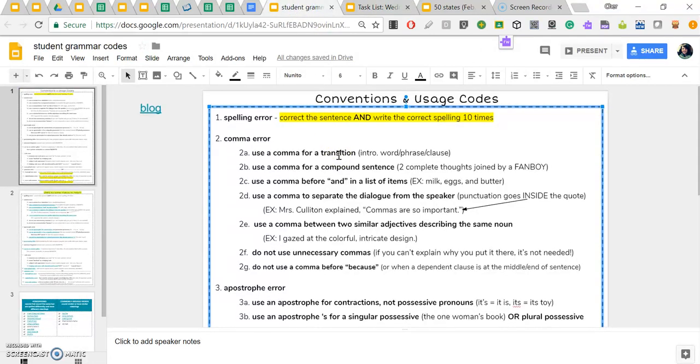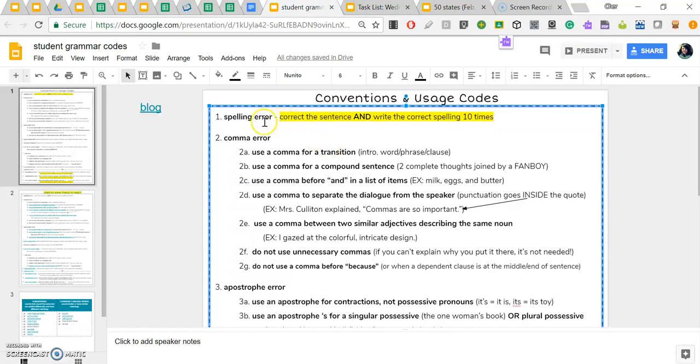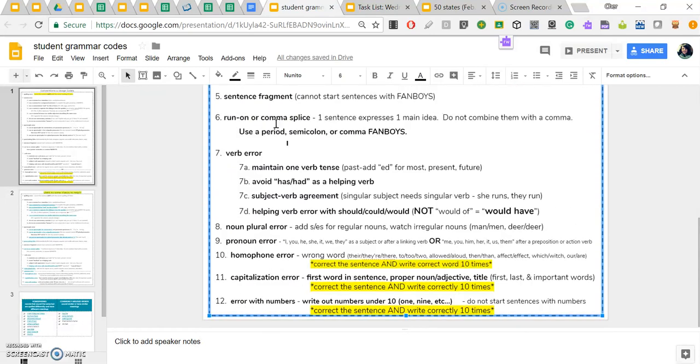Now, looking at these grammar codes, if you made an error in spelling, an error with a homophone, meaning you used the wrong word, a capitalization error, or an error with numbers, for each of those you have to first recopy the sentence the correct way, with the correct word, with the correct capitalization, with the correct spelling, and write whichever word you did incorrectly 10 times. So there are 2 steps to those, so make sure that you do that.